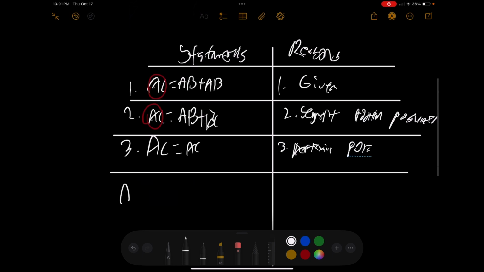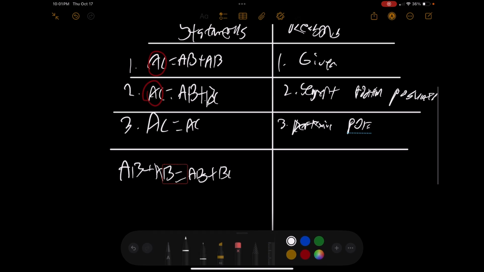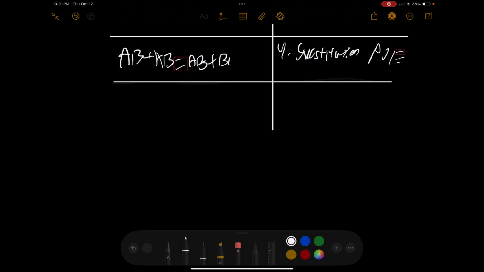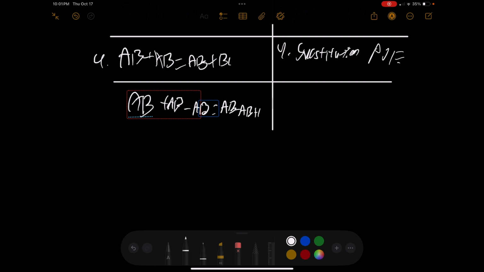Now we're plugging it into each other: AB plus AB equals AB plus BC. This is our substitution. Now we're going to try to isolate. So now when we simplify this together, AB plus AB, see, we have a common side of AB. So we could get rid of the AB on both sides. Good. And this is step 5, which is the subtraction property of equality.